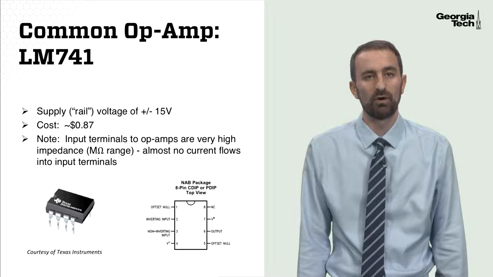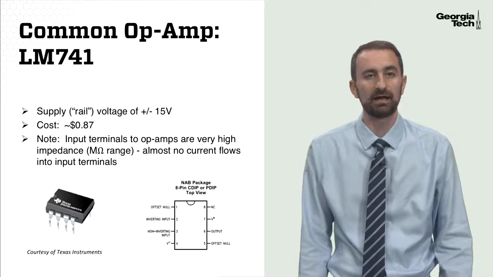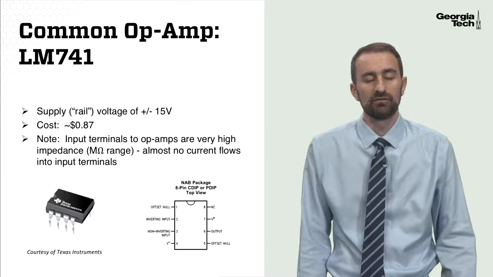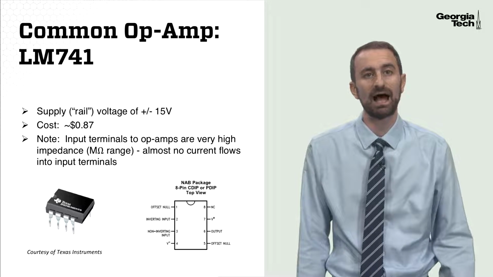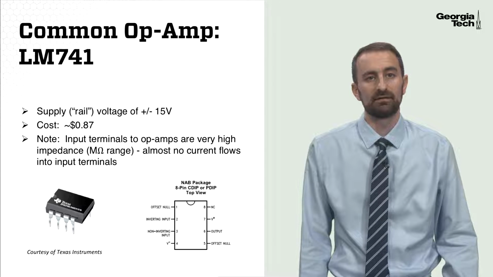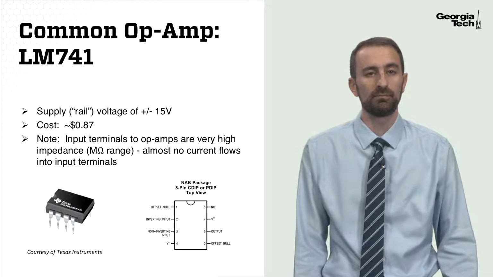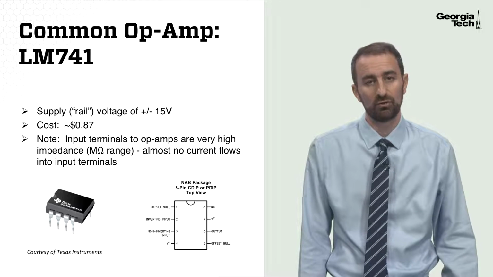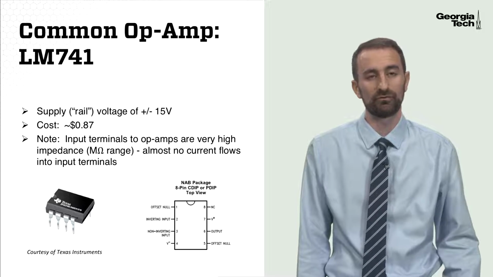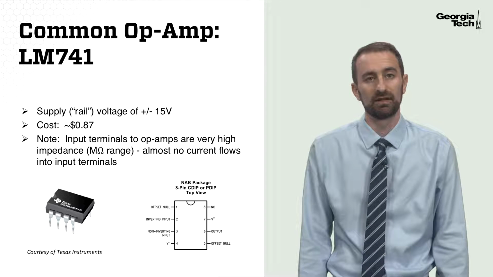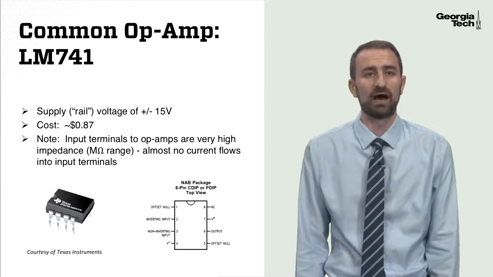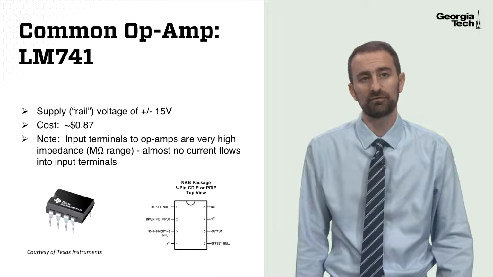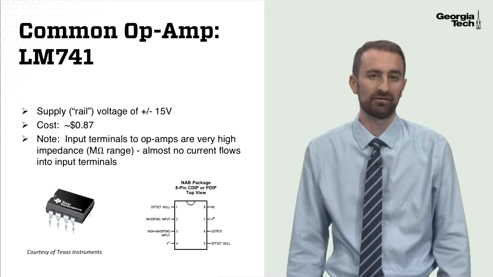Let's look at a common type of op-amp, the LM741, which is commonly used in mechatronic devices. The LM741 has rail voltage inputs that must be supplied at positive 15 volts and negative 15 volts. It's important to understand also that the input terminals to an op-amp, such as this LM741, are very high impedance, meaning that the resistance of these input terminals is in the mega ohm range. So almost no current flows into the input terminals, and these types of devices will not draw a lot of current from the inputs themselves. You can see a pinout diagram of the LM741 here, and these are fairly cheap circuit components that usually cost less than $1 or so.